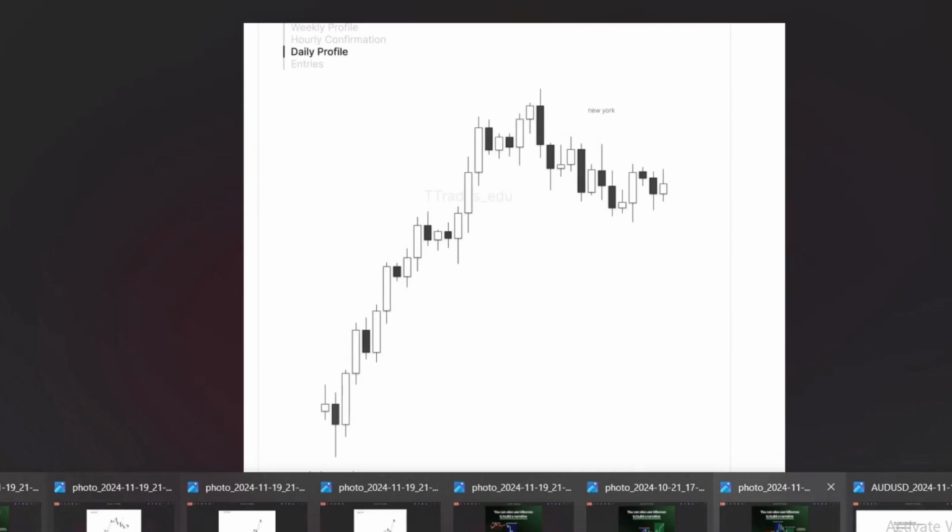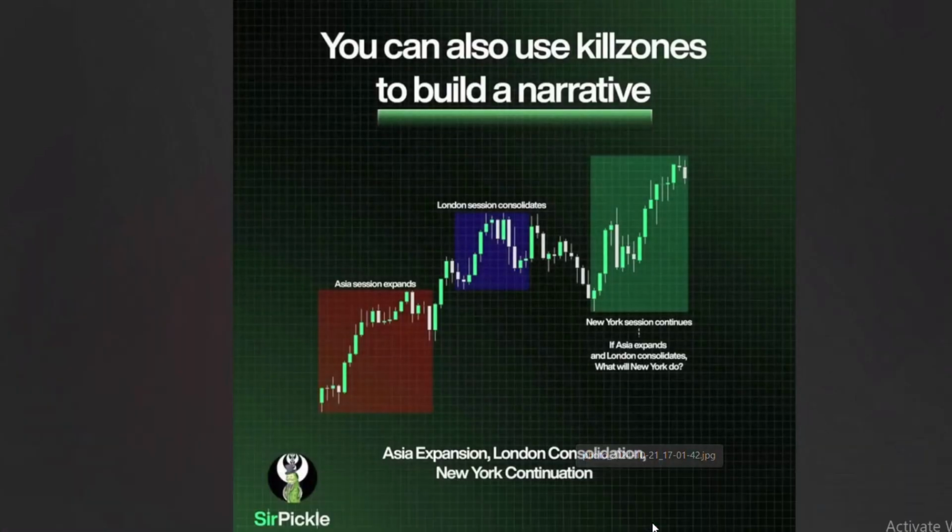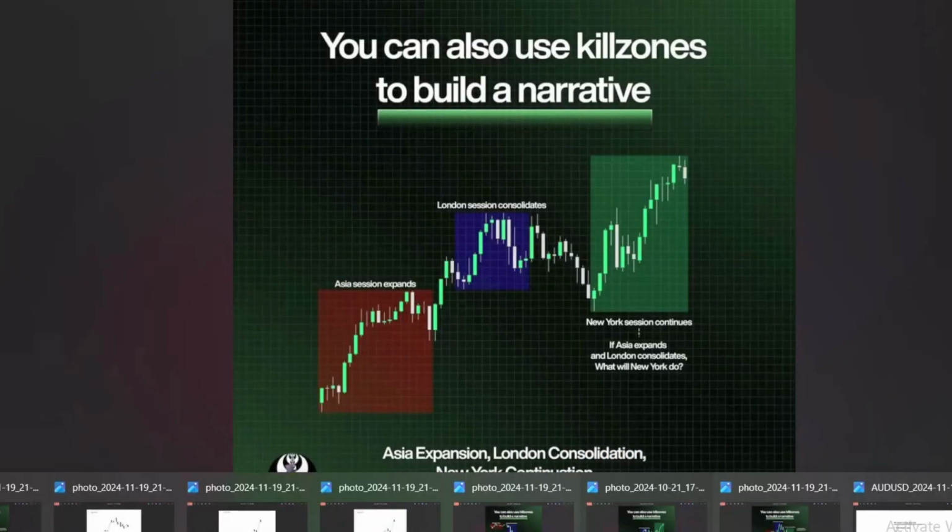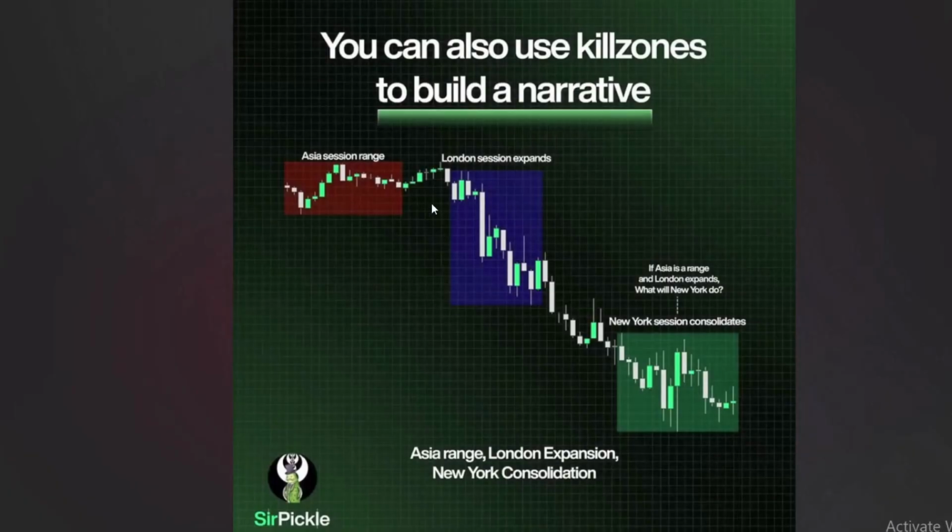Let me show you a chart example. We could see here that London expanded, right? London expanded. In the TTrades Fractal Model, if London expands, we avoid trading the New York section. We only trade the New York section if London accumulates, right? Or consolidates, right?